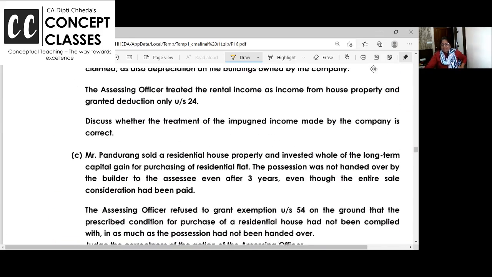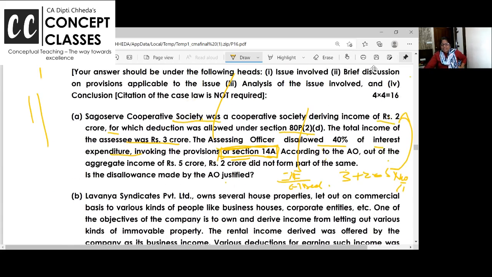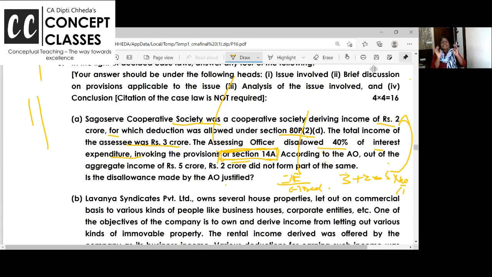Yeh clear hai? Once again, I want to explain: section 14A says when income is exempted, the expenditure related to that is not allowed. Section 14A is applicable only to exempt income, not to that income which is taxable, and then you give chapter 6A. Right? So interest expenditure ko allow karna chahiye.